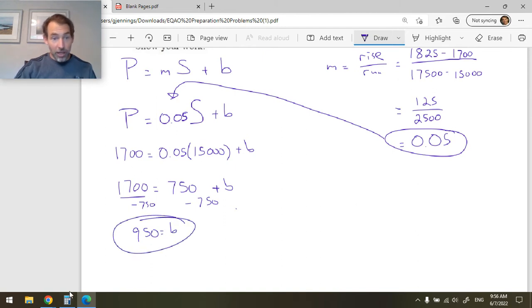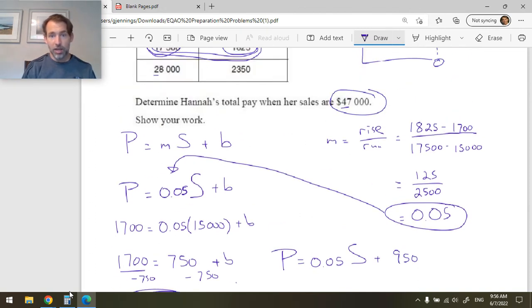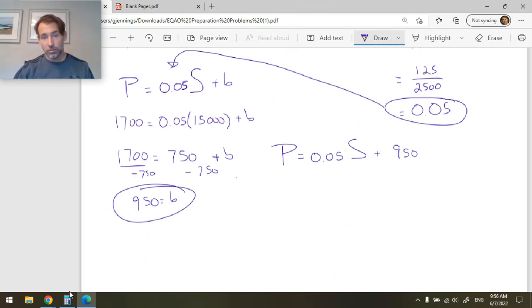Okay, so now we have everything we need to solve this question. We know that her total pay is equal to her commission rate multiplied by her sales plus her base salary. And then we were asked to find, what about if her sales were $47,000? Good job for you selling $47,000 worth of merchandise. 0.05 multiplied by 47,000, plus 950. I had some $47,000 sales as a personal trainer. Not single sales, but months. I think that was some of my better months. Okay, cool. So now let's figure that out.